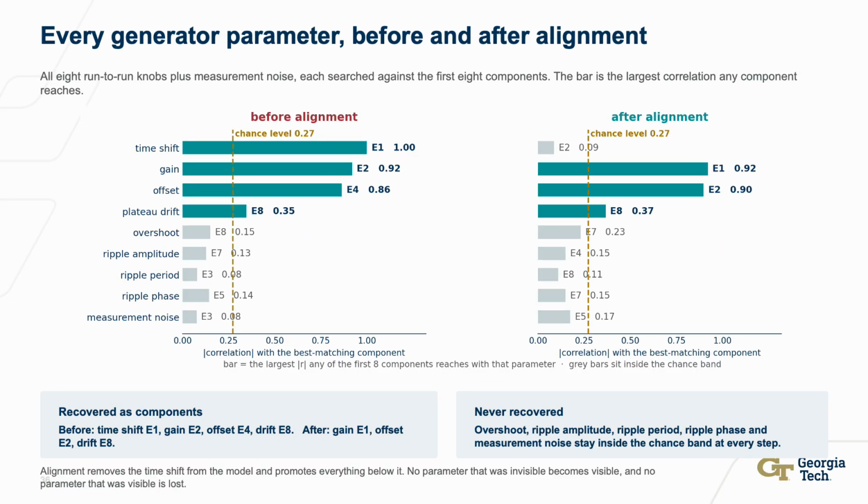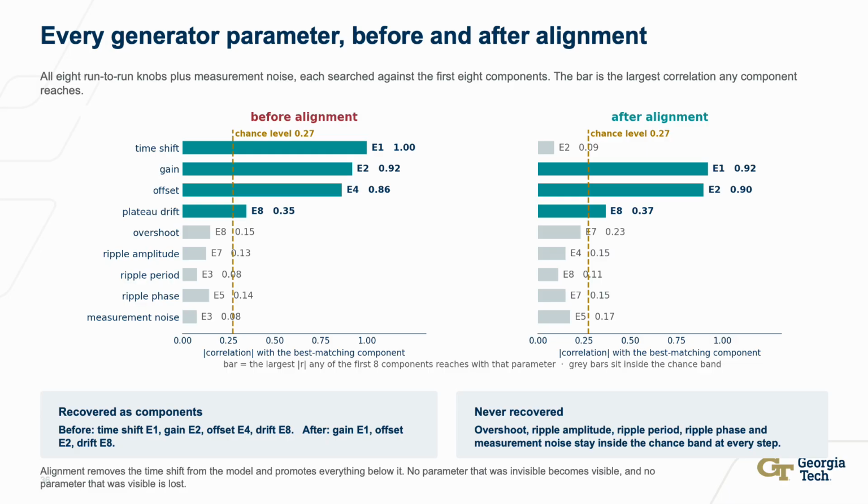Finally, the full accounting before and after. Every parameter the generator draws, searched against the first 8 components in both conditions, with the chance level marked at 0.27. The time shift goes from 1.00 on the first component to 0.09 on any of them. It has left the model entirely. The gain holds at 0.92 and moves from the second component to the first. Offset holds around 0.9 and moves from the fourth to the second. Plateau drift holds at 0.36 and stays on the 8th. The 5 parameters that were below chance before are still below chance after.